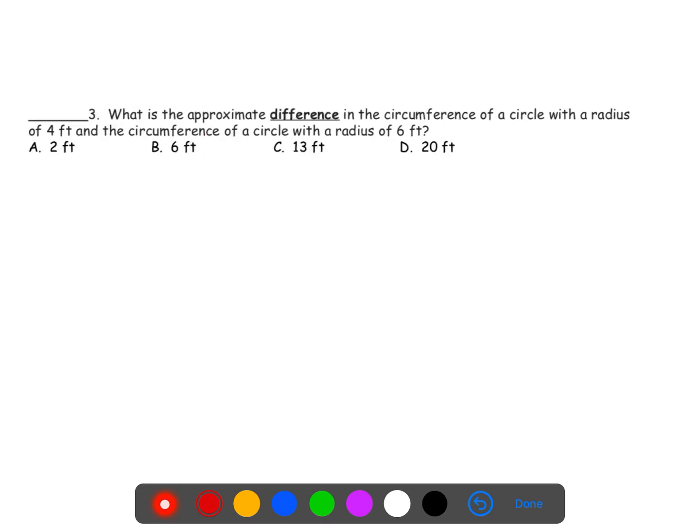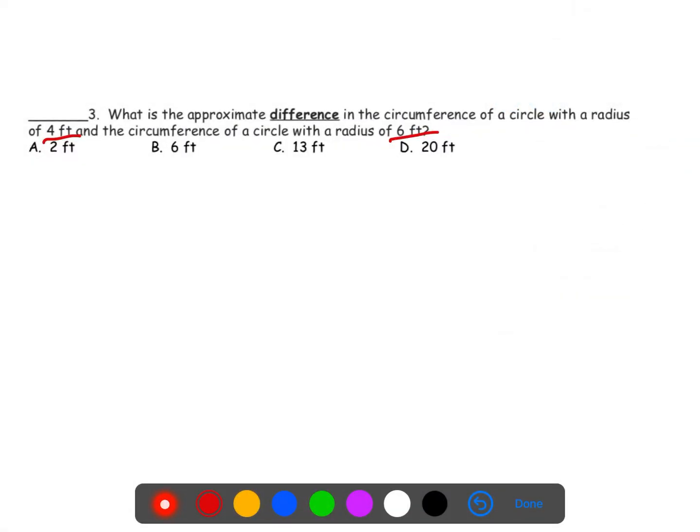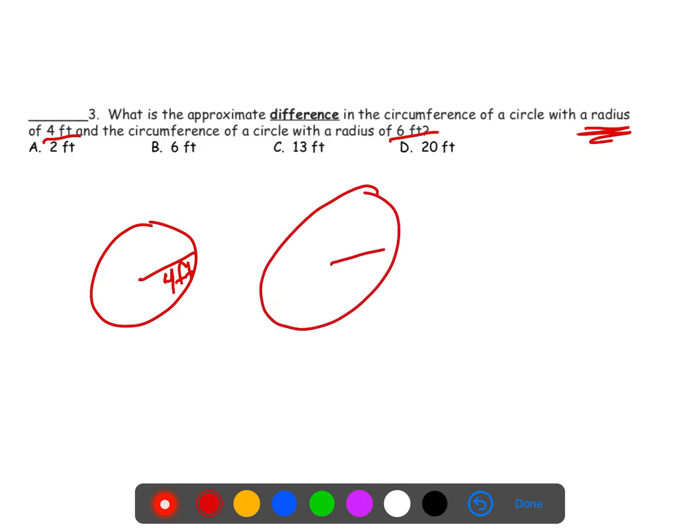All right, one final one. What is the approximate difference in the circumference of a circle with a radius of 4 feet and the circumference of a circle with a radius of 6 feet? So I need to find two different circles. One with, and this is important, with a radius of 4 feet. So a radius of 4 feet, and another circle with a radius of 6 feet.